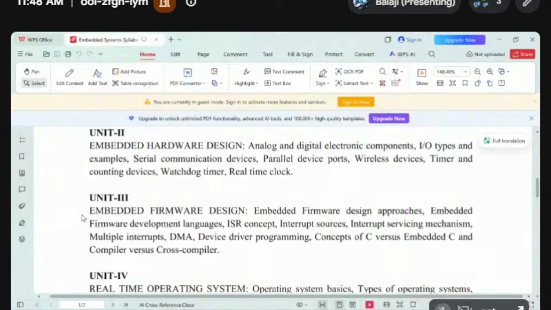We have DMA, right? It's nothing but direct memory access. Dynamic memory allocation is a concept of the C language. DMA is nothing but direct memory access, right?